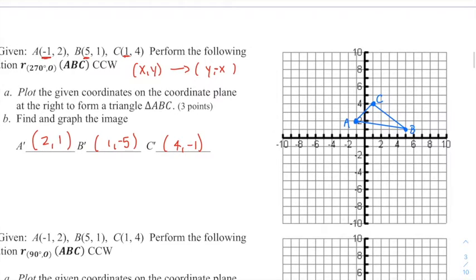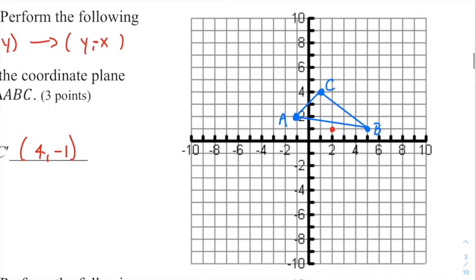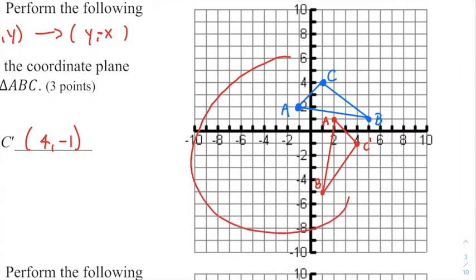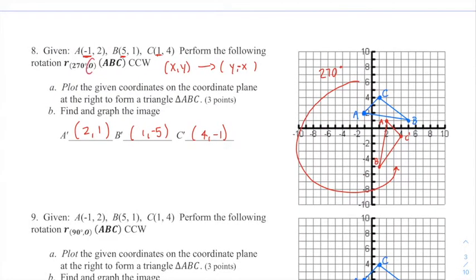So let's see kind of what that looks like here. You got 2 comma 1. There's A prime. 1 comma -5. There you go. There's B prime. And then 4 comma -1 right there. And that should be C prime. And then that is your rotation. That is a 270-degree rotation. Usually it's going to be around the origin right there, so you can put a point, you put 0 or O, I guess, right there for that.